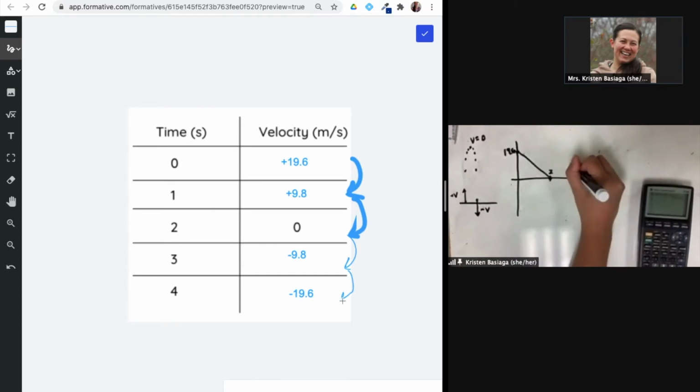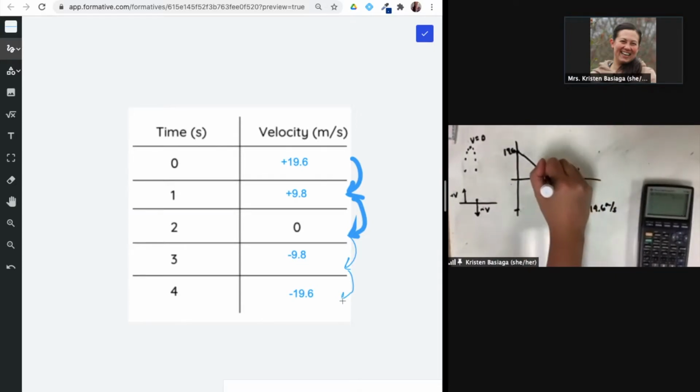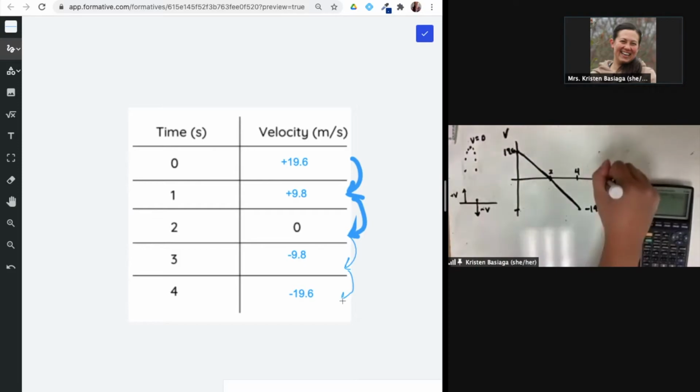By 4 seconds, you're now traveling negative 19.6 because you decelerated back down to the planet for 2 more seconds. This line should look really similar to the line you just had for free fall. A free fall graph of velocity versus time will always have a negative slope. This comes from the fact that the acceleration due to gravity is the same for all objects. For each moment of time that passes, you subtract 9.8 meters per second so that we can figure out the velocity at any point in time.